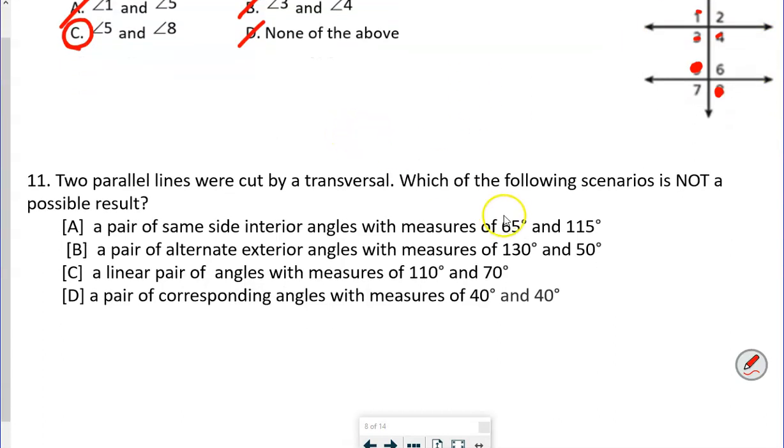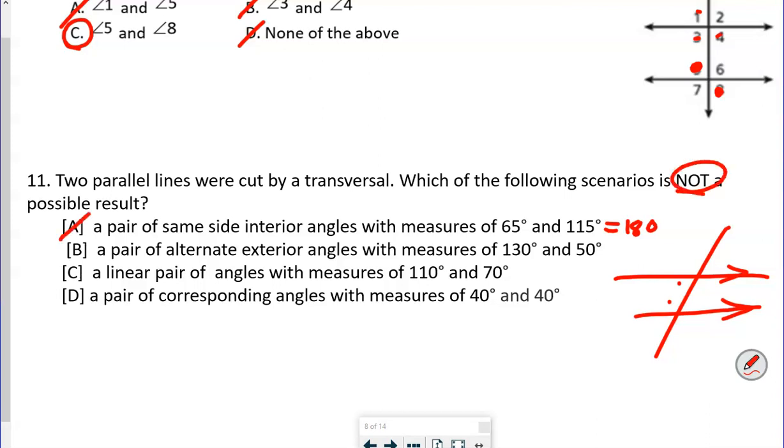The next one says 2 parallel lines were cut by a transversal. Which of the following scenarios is not a possible result? Okay, so 2 parallel lines were cut by a transversal. Okay, these are parallel. Okay, it says a pair of same side interior, that would be this and this. With angle measures of 65 and 115, that's 180, and that would be true, right? That means they're supplementary, right? So it's saying which of the following is not true, so that is definitely not the answer.